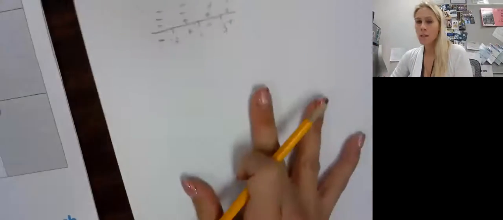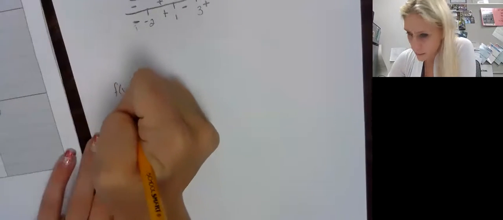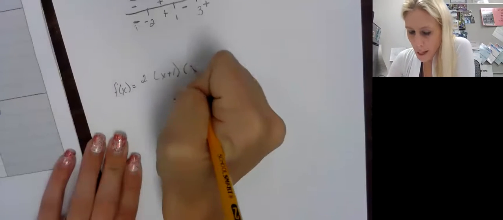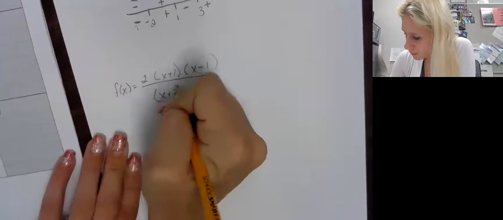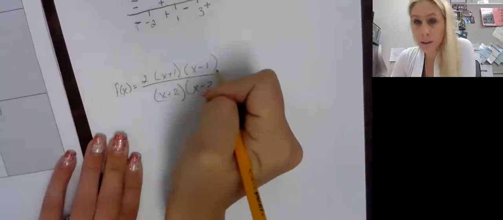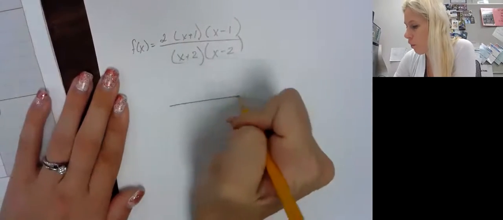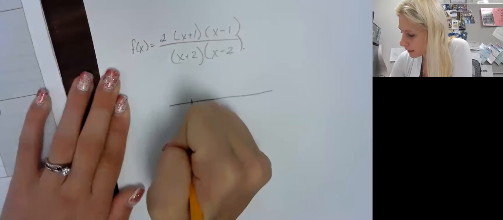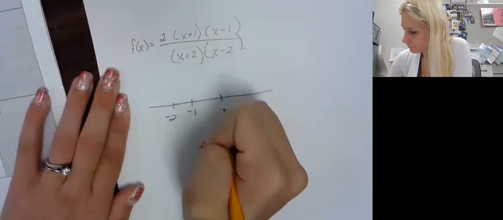Let's see if it adds up with the other 2 examples that we did together. So the next one we did, for example 2, we had f of x equals 2 times x plus 1, x minus 1, all over x plus 2 times x minus 2. Now remember, in our sine wave, we're going to do both vertical asymptotes and our x-intercepts. So we have 4. 2 x-intercepts, 2 vertical asymptotes. Remember to put it in order. So -2, I almost forgot it, -1, 1 and 2.